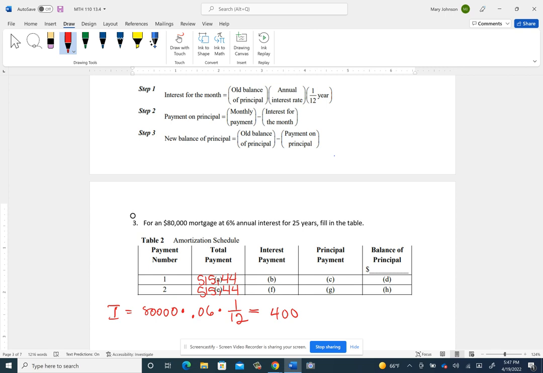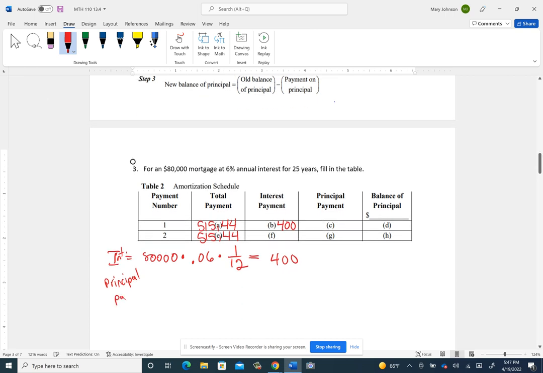So that 400 that I just got, that is the portion of the payment that is going to cover the interest. Well, then that must mean that the rest of it, so this is the interest for the month, okay, the principal payment, I'll call it the principal part, and let me call this one the interest part. Okay, so this was part B. Now I'm working on C.